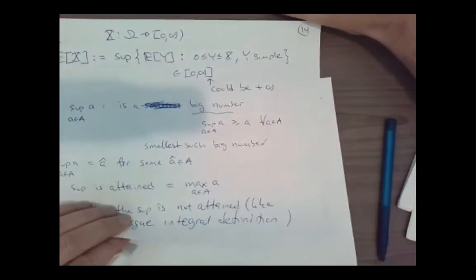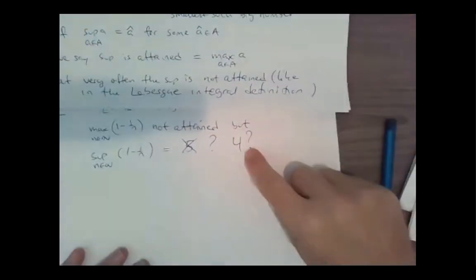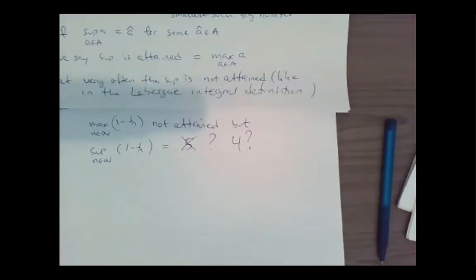How far down can we go? Would 4 be the smallest big number, or can we find something that's even smaller?